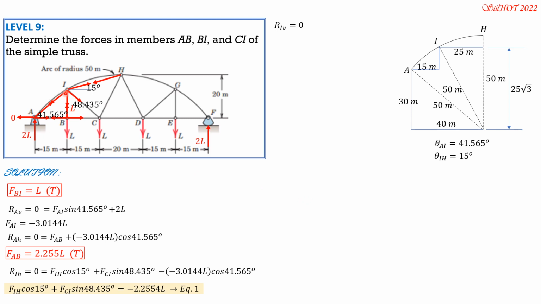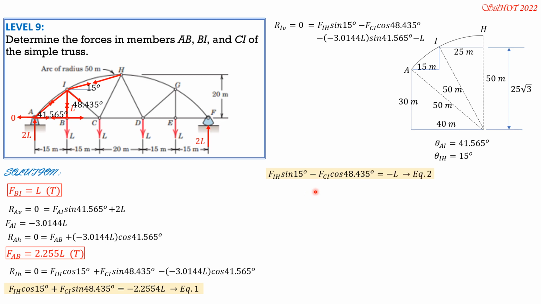Then summation of RI vertical equals 0. So FIH sine 15 minus FCI cosine of 48.45, vertical component, minus negative 3.0144L sine 41.465, then minus L. We have L here for BI. So simplifying, FIH sine 15 degrees minus FCI cosine 48.45 degrees equals negative L. Call that equation 2.